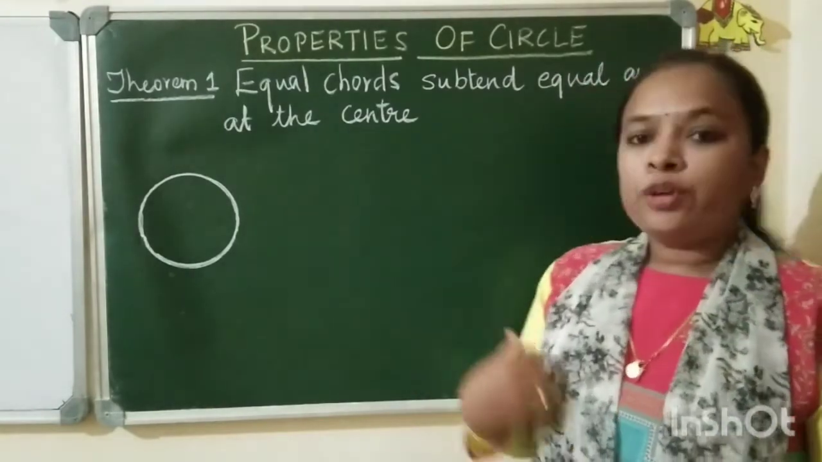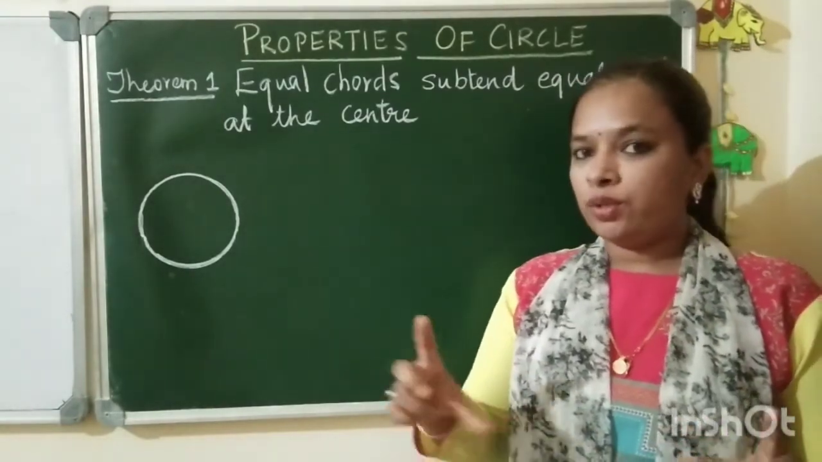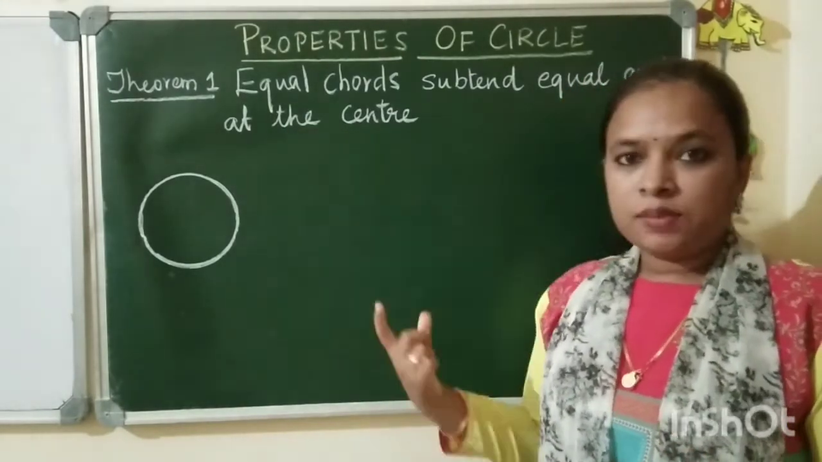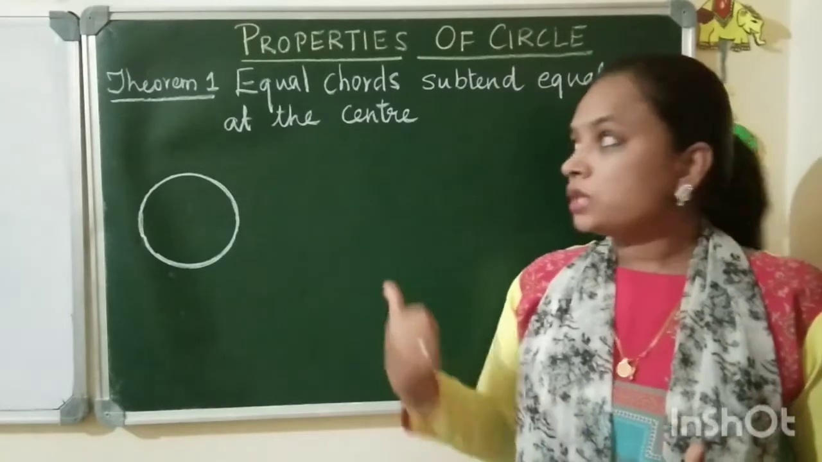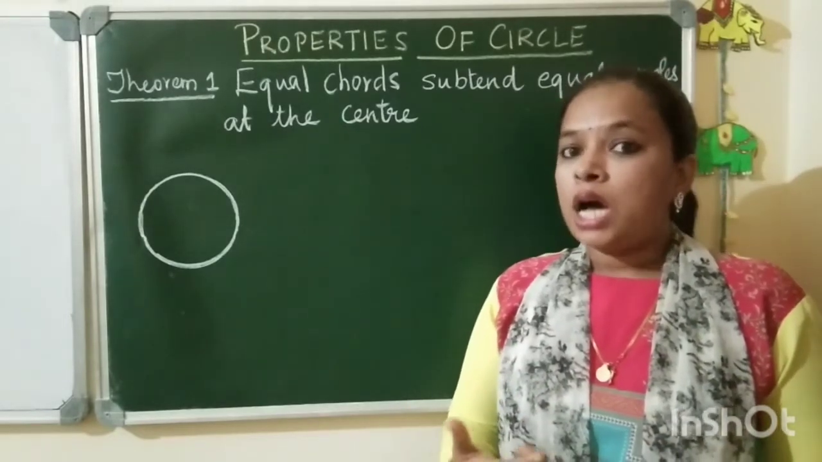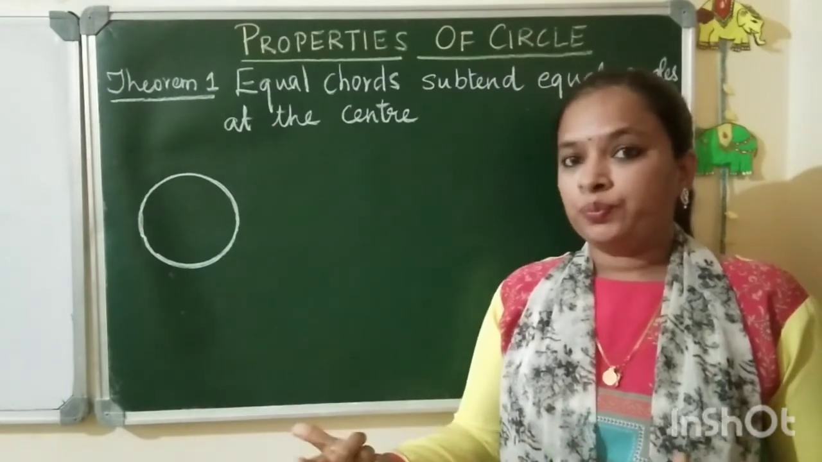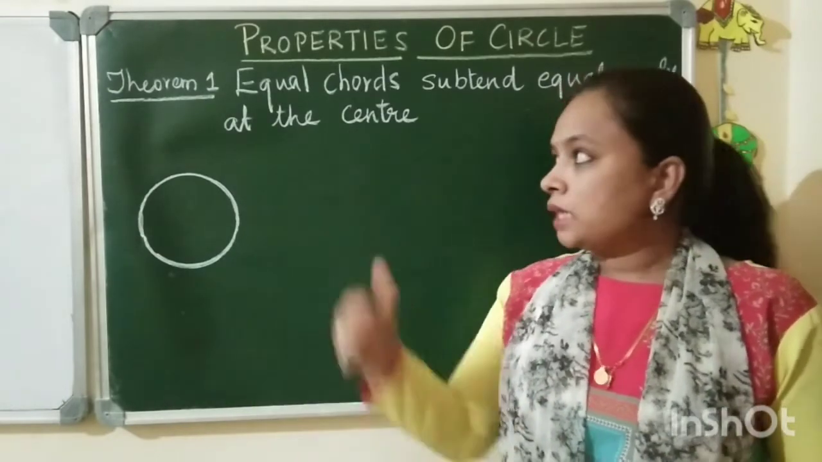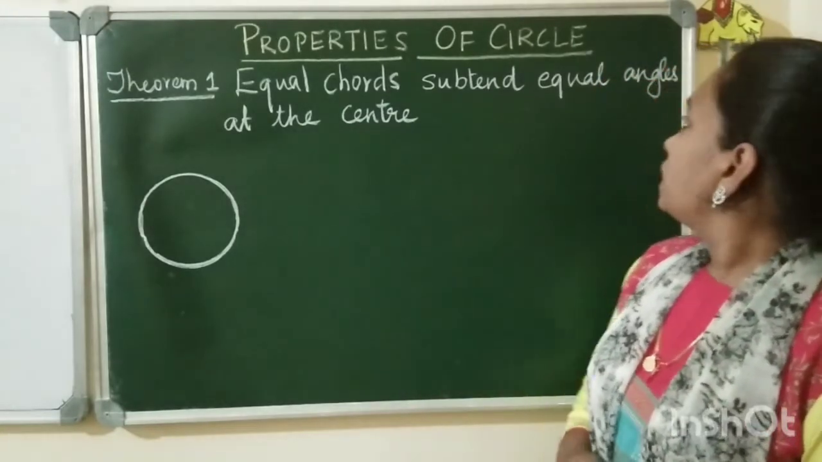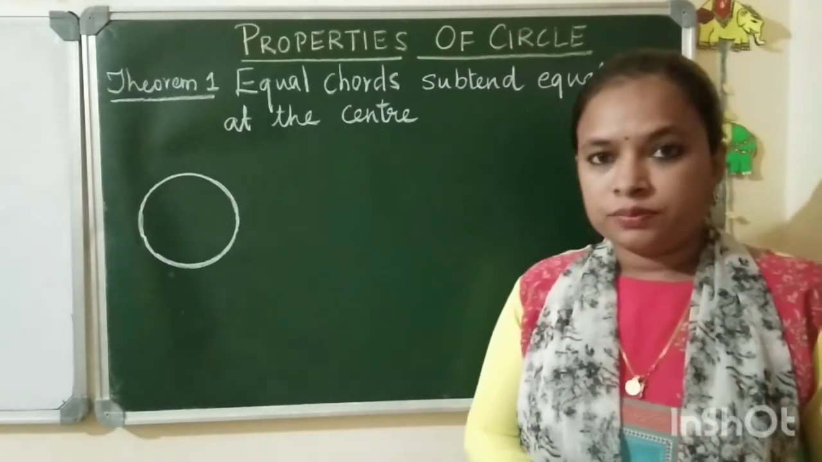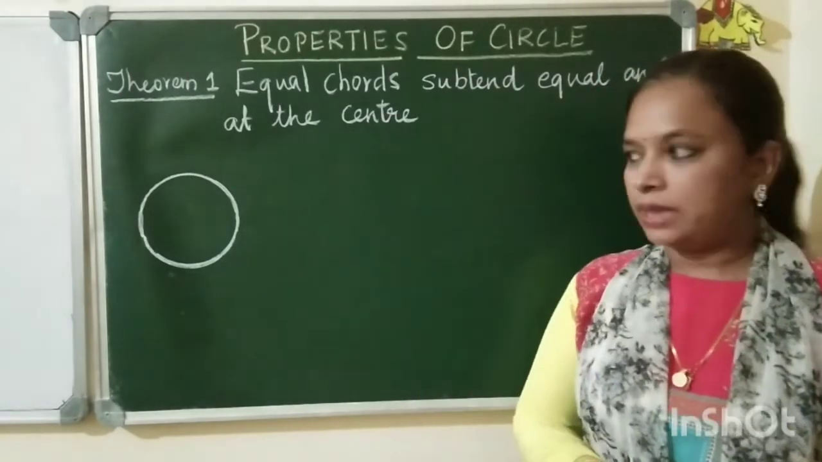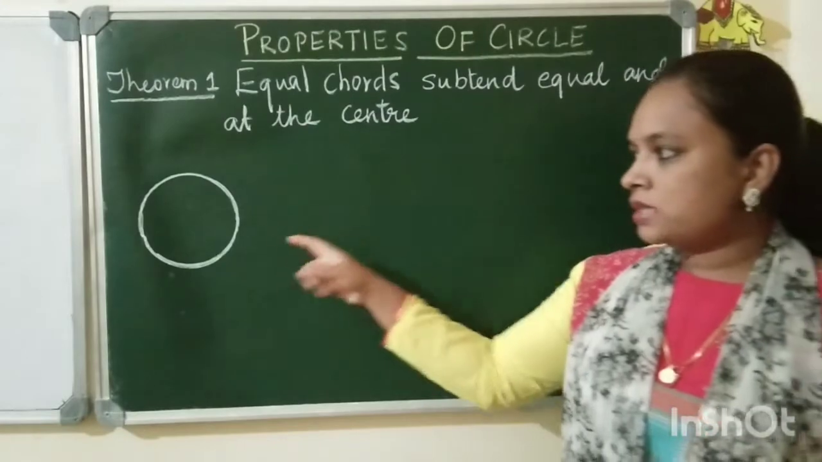So, before proving, I will just give you a hint of how to do. Whenever a theorem is given, they will ask you this question for 3 marks, and they ask you to state and prove the theorem. But in this case, they give: prove equal chords subtend equal angles at the center. Okay. So when that is given, you have to first write down the statement. Next, you can draw the circle.